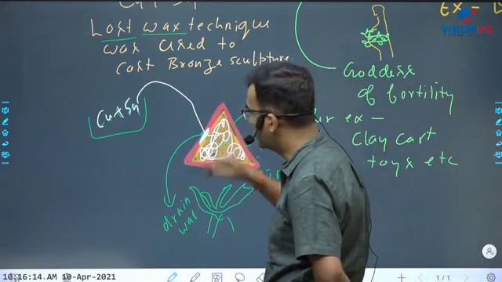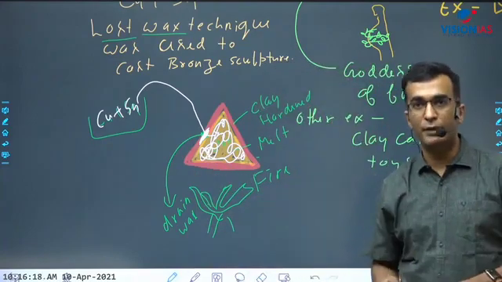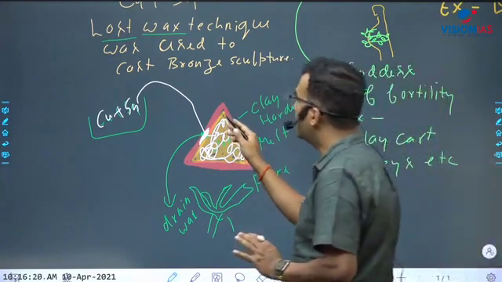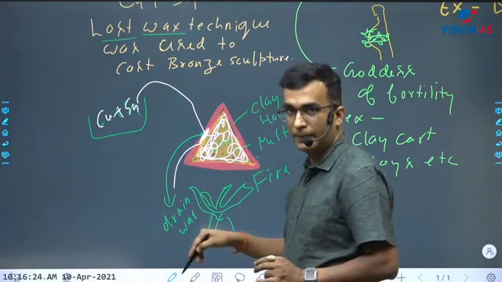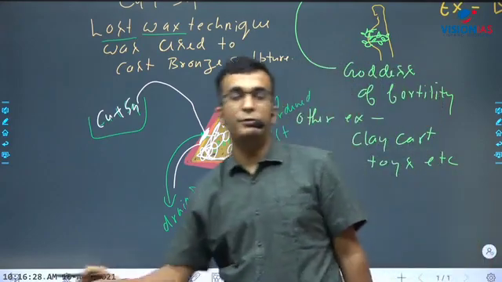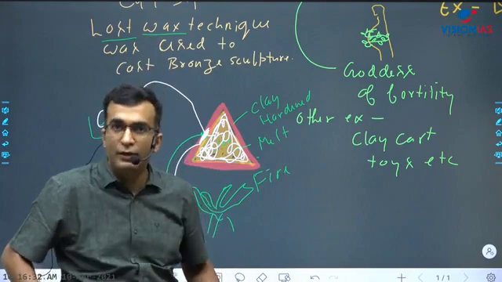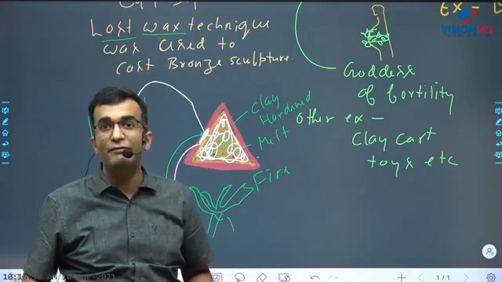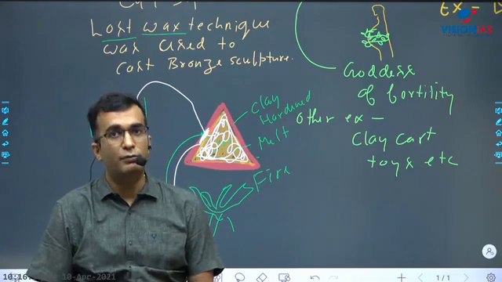Block the hole, leave it for a few days for cooling, and finally there is a set bronze structure inside. Remove the hardened clay, and then you have the structure before you, which you can polish. So this was the technique used at this point of time for the creation of the bronze sculpture.